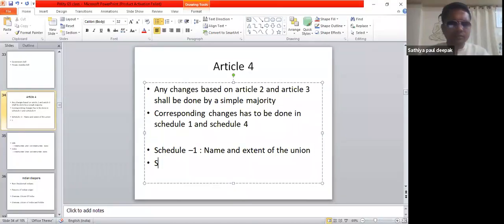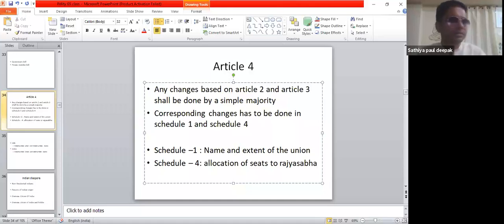What is Schedule 4? Allocation of seats to Rajya Sabha. Allocation of seats to Lok Sabha is done by a separate commission called the Delimitation Commission, that we will study later when we come to Parliament.